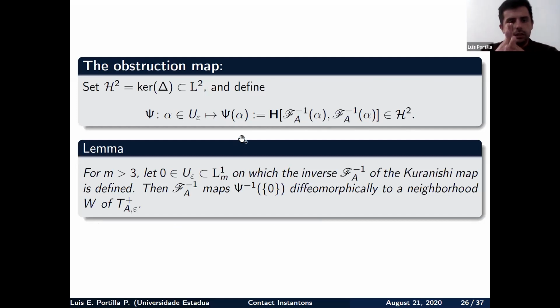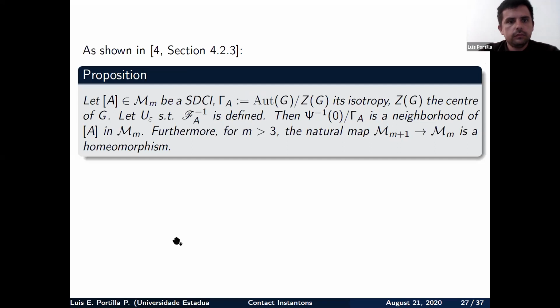And we can prove that, for n the Sobolev index greater than 3, inside the neighborhood where the Kuranishi map is invertible, the inverse of the Kuranishi map maps the preimage of 0 under the obstruction map diffeomorphically to a neighborhood W inside the slice intersected with Maurer-Cartan elements. So, in the same way as the usual case for dimension 4, if we consider this gamma to be in this quotient, this space is a neighborhood of A inside the moduli space.